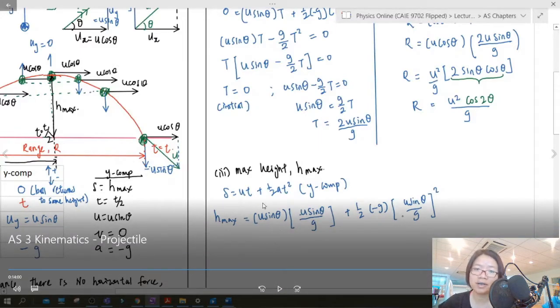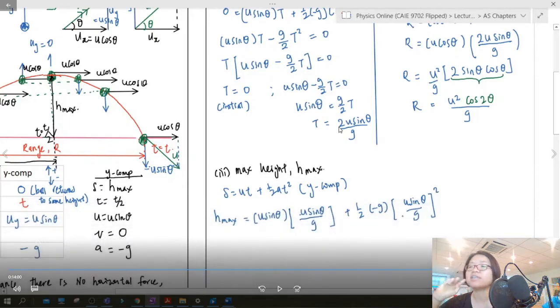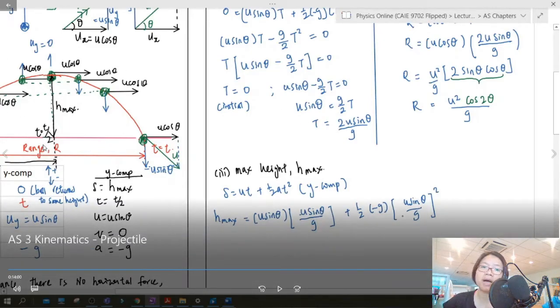U is u sine theta. This time is u sine theta over g divided by 2. That's why the 2 disappears. Why is it divided by 2? Because at maximum height, t is T over 2. That's why we divide by 2. So instead of 2u sine theta over g, I will put u sine theta over g. Take some time to go through the proof, okay?